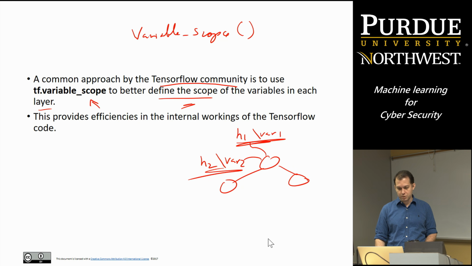And then I described variable scope. A common approach by the TensorFlow community is to use variable scope to better define the scope of the variables in each layer. This idea is like grouping them in folders or something. This provides efficiencies in the internal workings of the TensorFlow code. And you can see I even added that, right? So in the computational graph, var2 is now in scope h2. If you look at var1, if you're just reading the graph, you may not know the relationship, but by looking at the variable scope, oh, this is related to hidden 1, this is related to hidden 2. So it gives you a little bit more intuition.